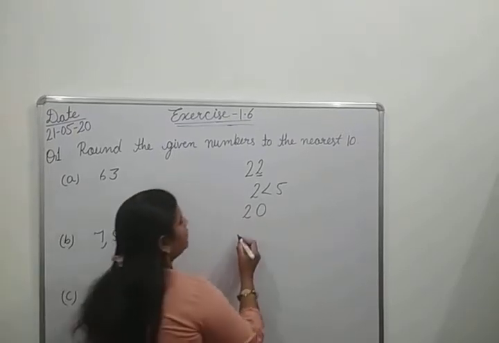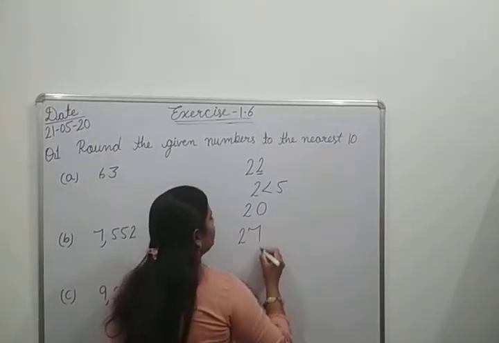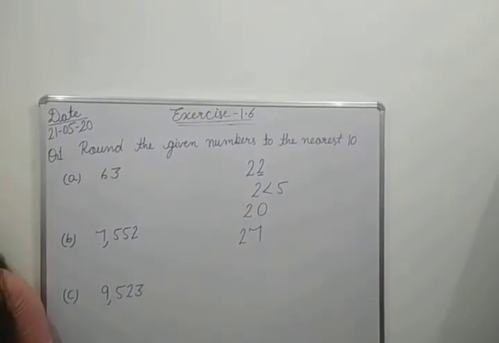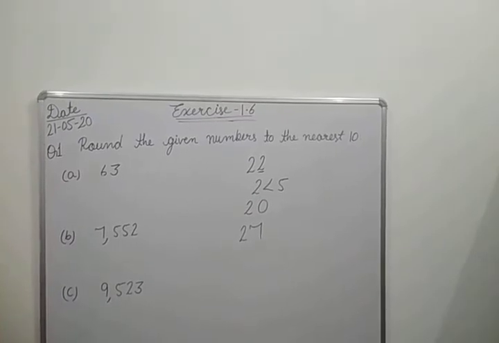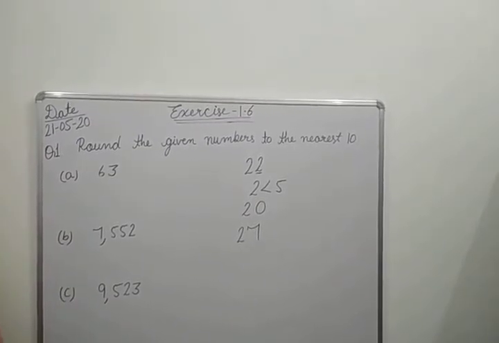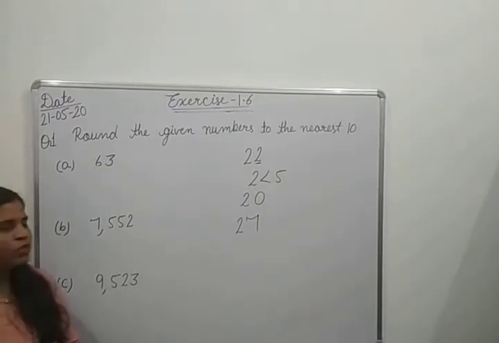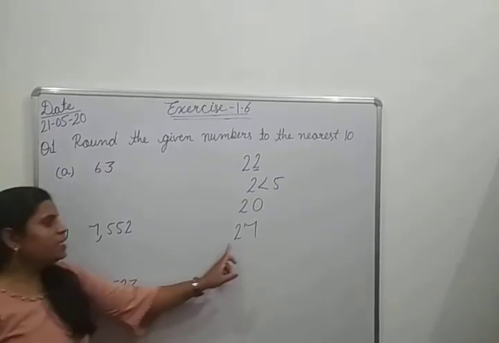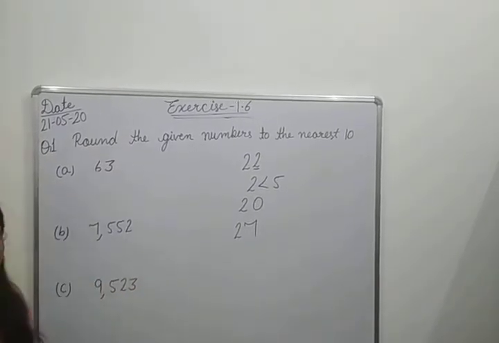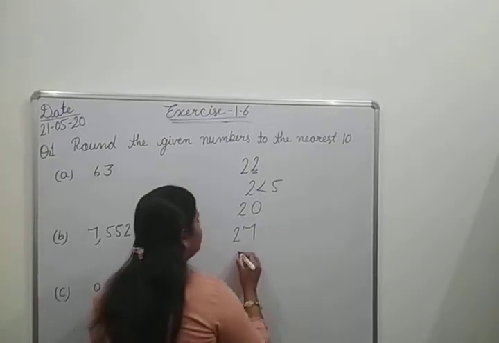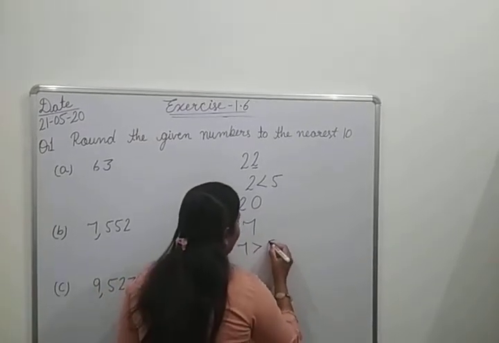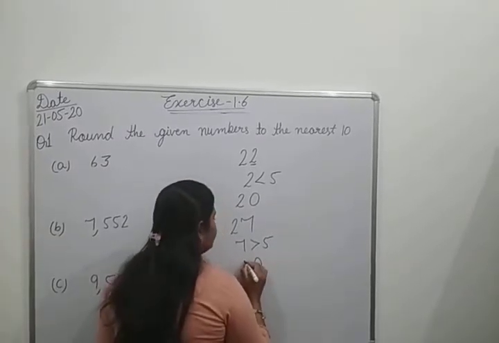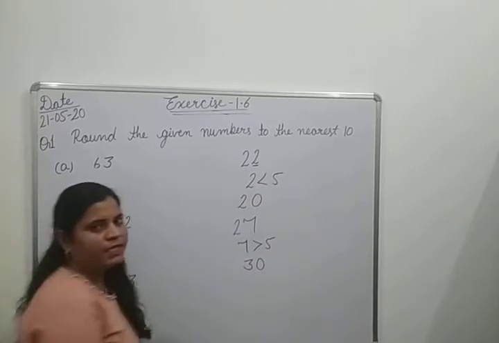Suppose that our ones digit is 5 or more than 5. What do we do? Replace the ones digit by 0 and we increase 1 in the tens digit. Take 27: here the ones digit is 7 and 7 is greater than 5. So what do we do? Keep 0 on the ones place and increase 1 in the tens digit.